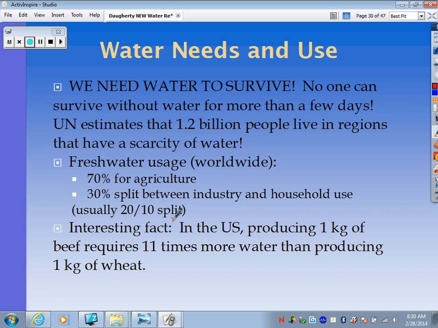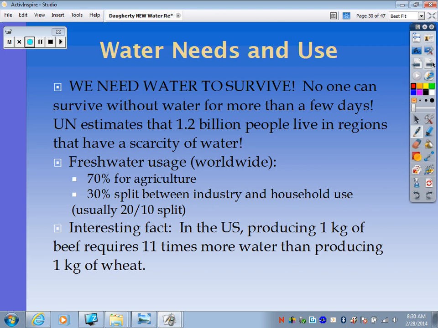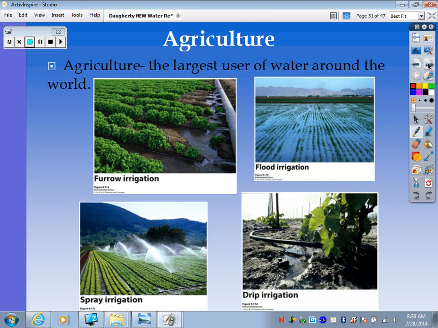An interesting fact is that in the U.S., producing 1 kilogram of beef requires 11 times more water than producing 1 kilogram of wheat. So that goes along with our notion that it's better to eat lower on the food chain for many, many reasons, even when we're talking about water needs. A lot less water is needed lower on the food chain.